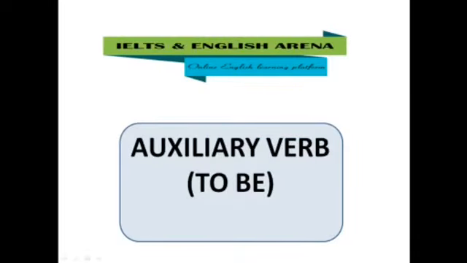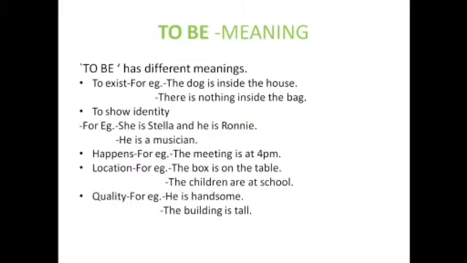The auxiliary verb to be. The verb to be has different meanings according to its usage. Let's look at them. The first one is to describe the existence of something or someone. For example, the dog is inside the house. Here, I'm talking about the existence of the dog.